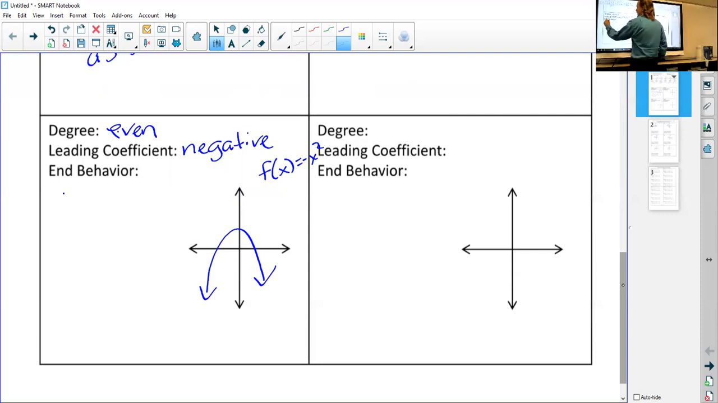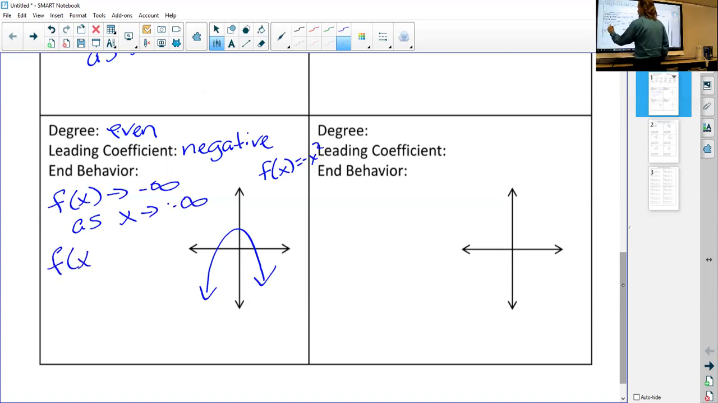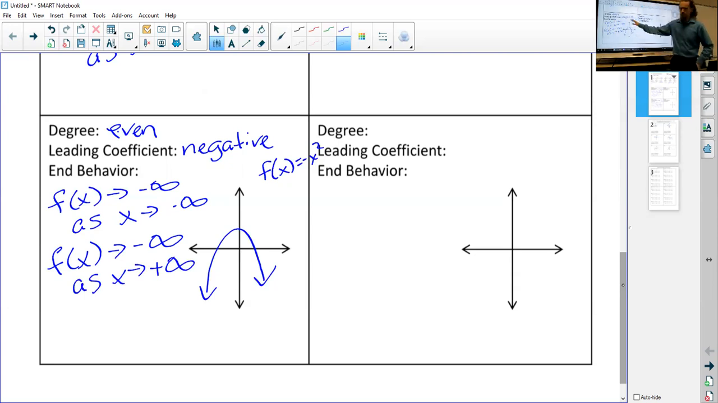So we can say f of x is now going to approach negative infinity as, actually let's do left first, as x approaches negative infinity, and f of x does the same exact thing as x approaches positive infinity. I know all these infinity signs are a little confusing because you've never really seen them before, but you'll get used to it, hopefully. All this is saying is that if you go to the left or go to the right, y is going to decrease. And that's even degree functions.